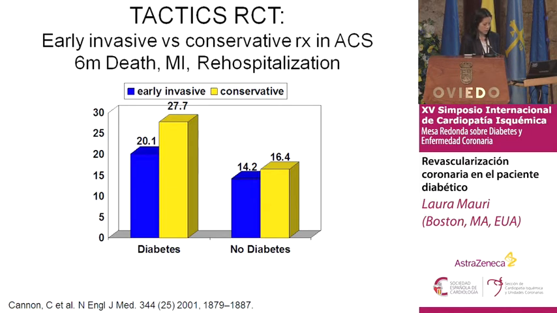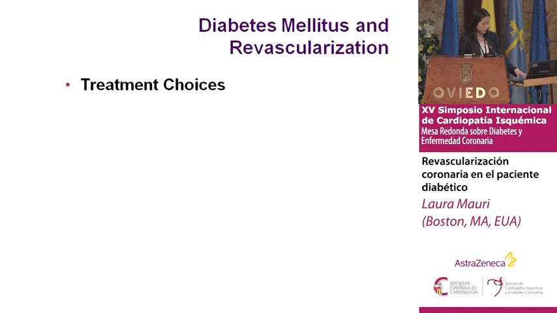And so this is a sub-study that was presented in the main article by Chris Cannon in the New England Journal of the TACTICS randomized trial that showed really that the largest magnitude of benefit in terms of reduction in the composite of death, MI, and repeat hospitalization was seen in the diabetic cohort. And this would go along with our observations that the overall rate in this patient cohort was higher. Similar findings have been shown in patients specifically with ST elevation MI.